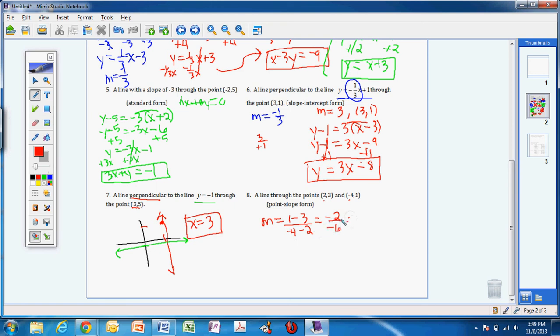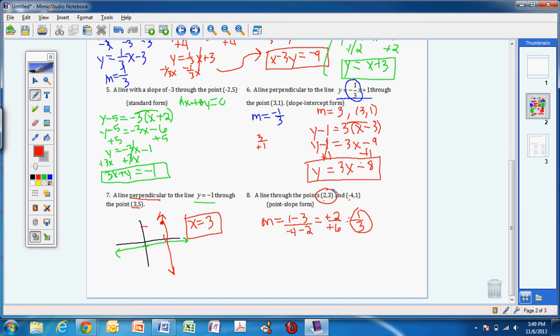So simplifying, we can simplify this further because I have a negative over a negative, so those are now going to become positive, and we can reduce 2 over 6, because 2 divided by 2 is 1, and 6 divided by 2 is 3, because 2 goes into both of those. So my slope here is going to be 1/3, and now I know a slope, and I know my point.